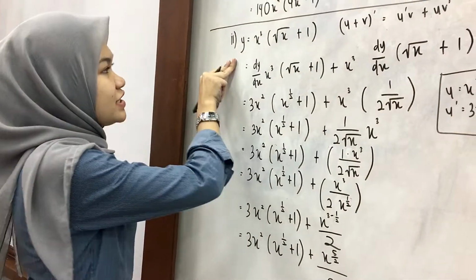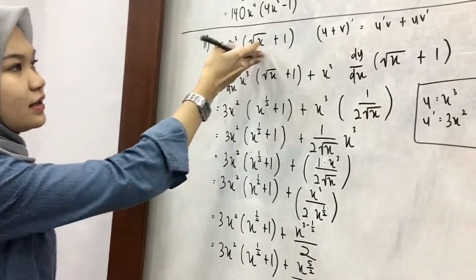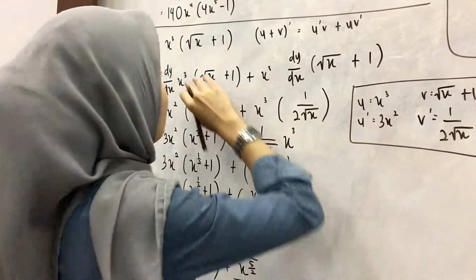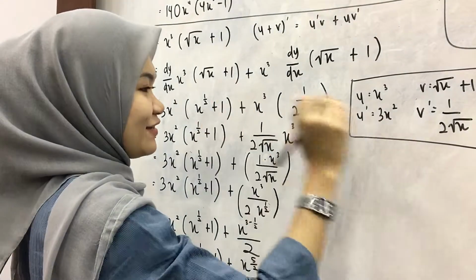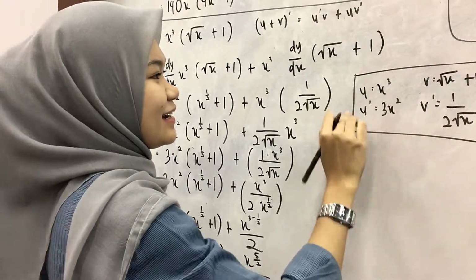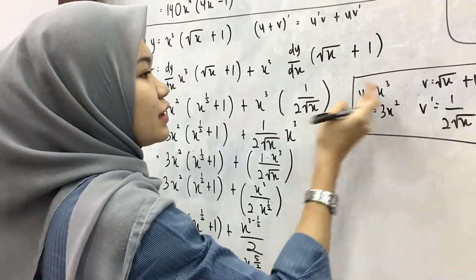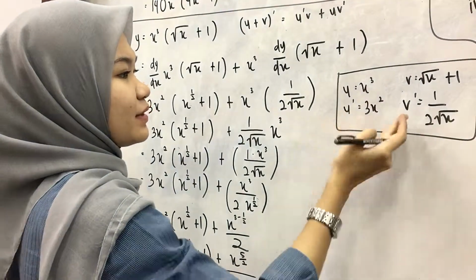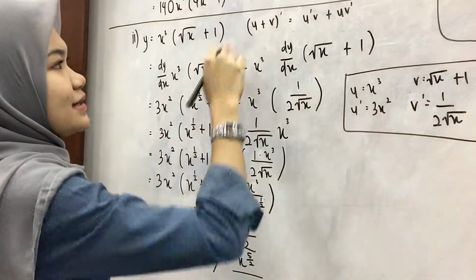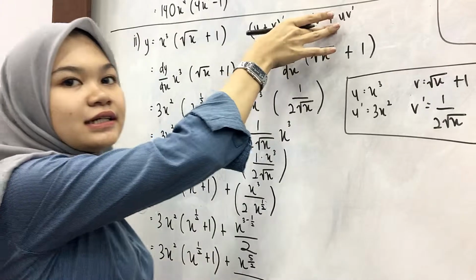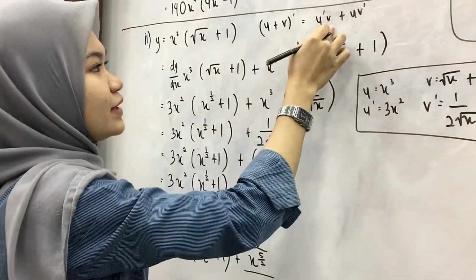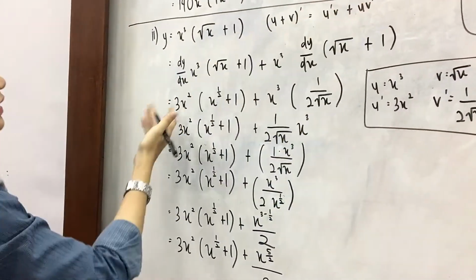For question number 2, this is my question. Firstly, I write my u prime and v prime. Then I substitute into my product rule formula, u prime v plus u v prime, and then I get this.